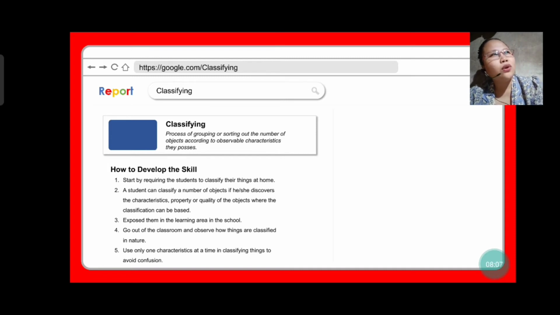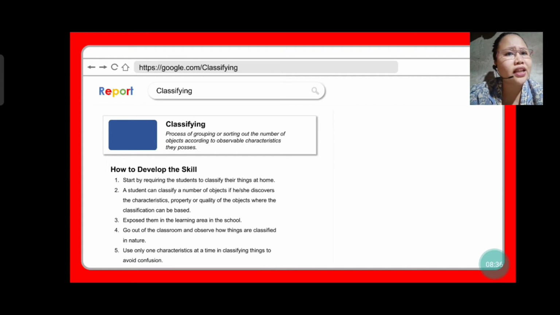At home, you classify the utensils. You classify the shape of the plates, you classify everything that can be seen at home. It should be simple, since these basic science processes are usually used in elementary students.